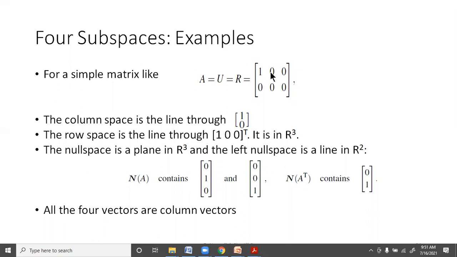What does that mean? These two columns can be represented as a linear combination of this. What do you mean by linear combination? You multiply something with each one of these elements, and you get this. That means you multiply 0 to each one of these, and you get this or this. So this is the independent column and this is the dependent column. And the column space is the line through the independent columns, 1, 0.